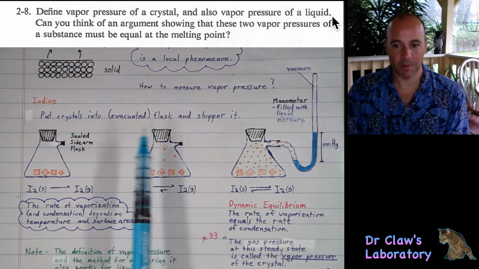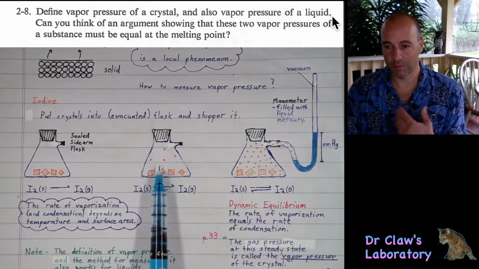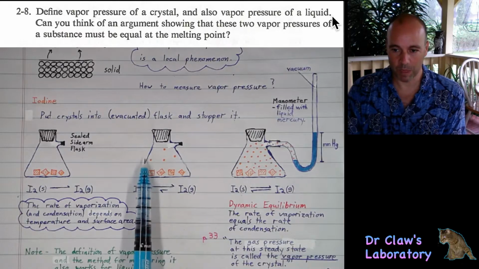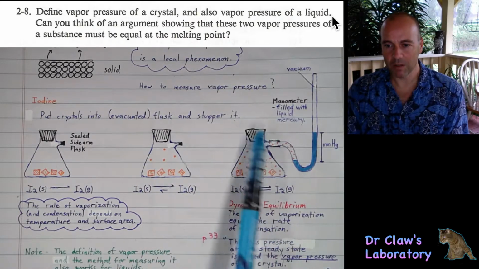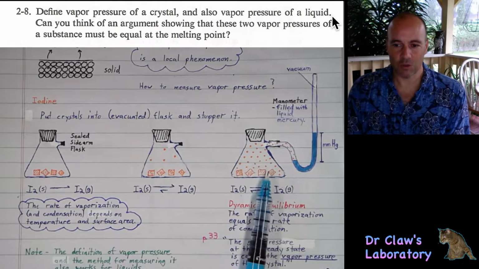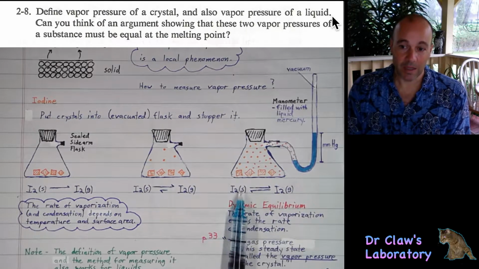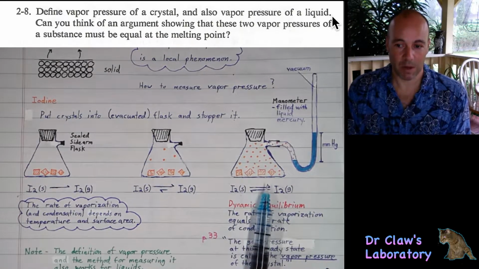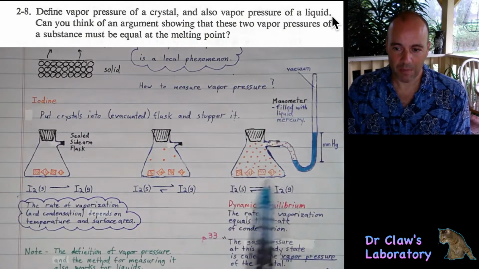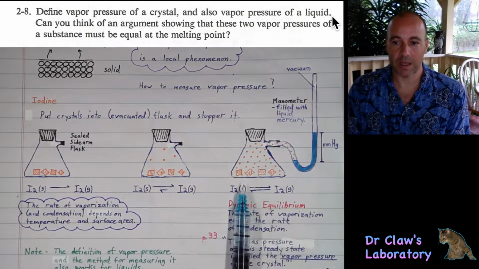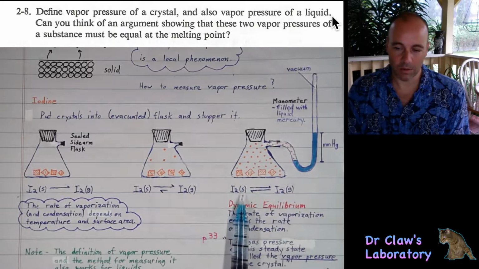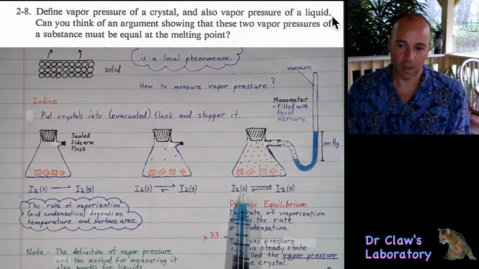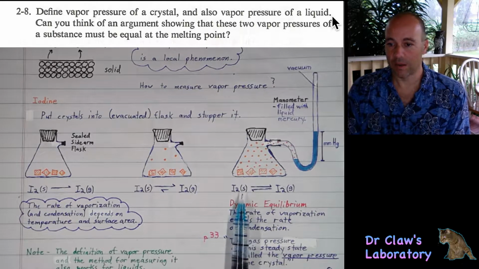And so the vapor pressure, or the pressure of the gas upstairs, will continue to grow. But eventually it'll reach a concentration up here such that it's condensing as fast as it's vaporizing. And at that point, it's now reached a steady state at which the forward rate equals the reverse rate. And this is now in equilibrium.